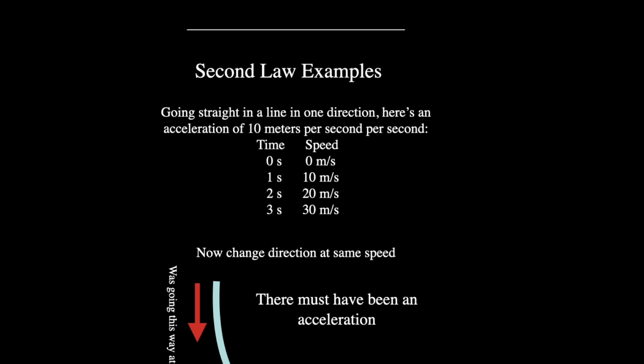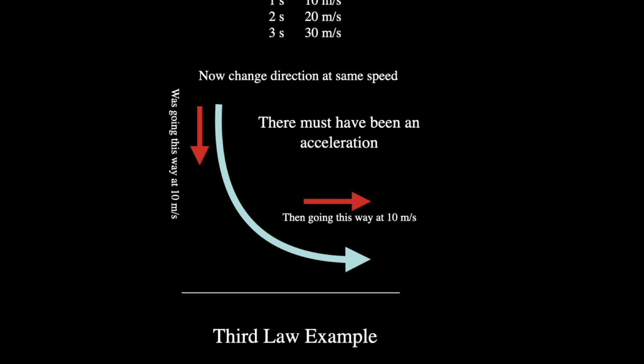So let's look at some second laws. Let's make it really simple. So here is an acceleration. For every second it goes up, it goes 10 meters per second faster. That's another way of looking at it. And there must be an acceleration if we start by going in the direction of the red arrow, going down at 10 meters per second, and we end up going to the right at 10 meters per second. The speed hasn't changed, but the direction has.